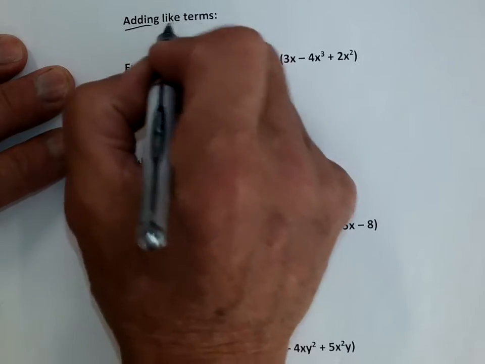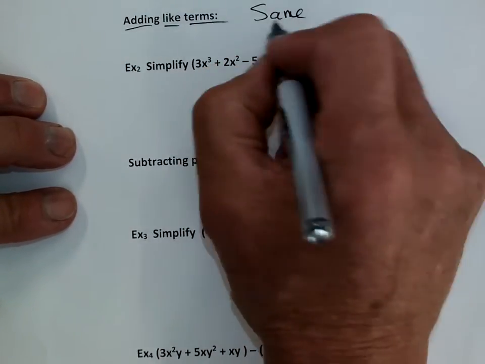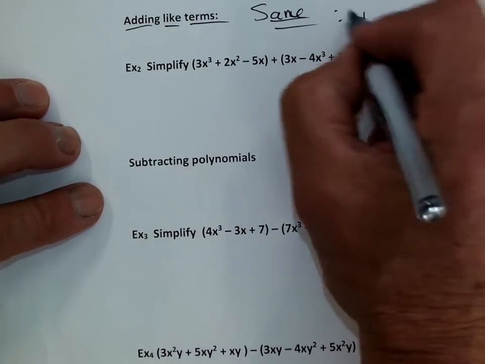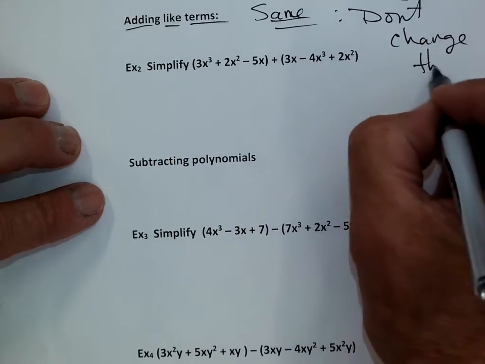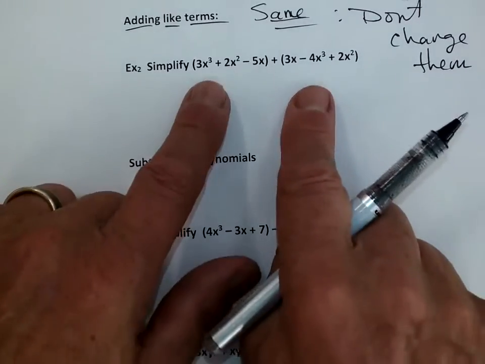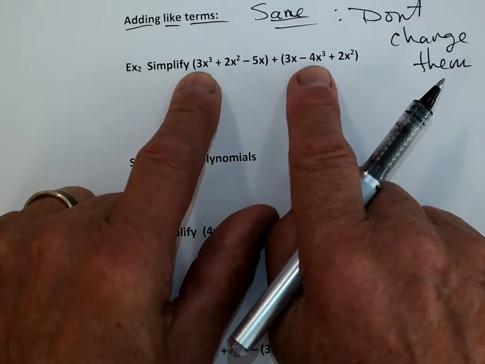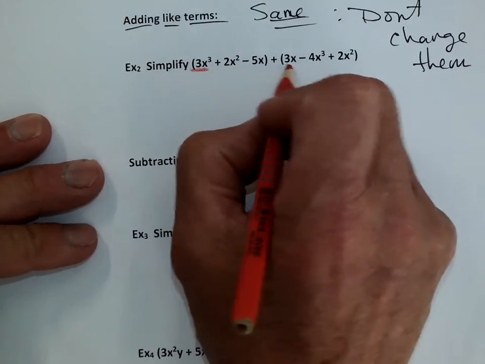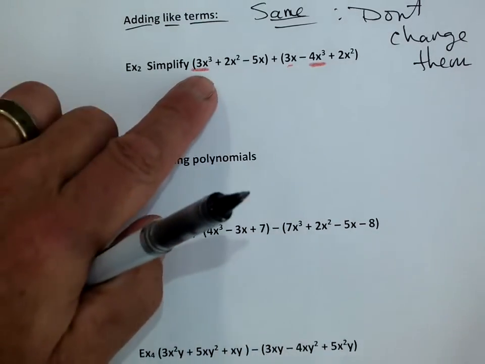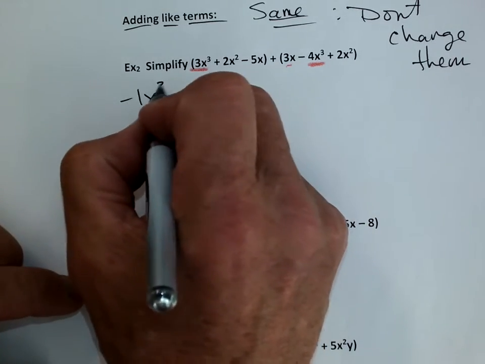Okay, simplify, adding like terms. If they're the same, we add them, but don't change them. So it's like saying, I've got 3x cubed, and I'm going to subtract 4x cubed. So I put these two together. Find the ones that are the same. This one's the same as this one. So 3x cubed minus 4x cubed makes a negative 1x cubed.